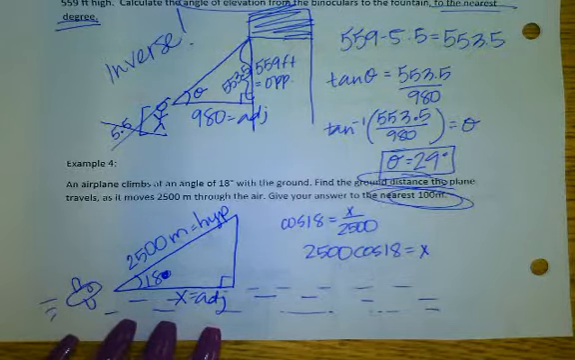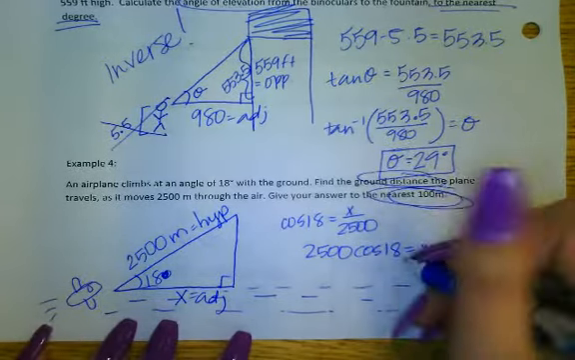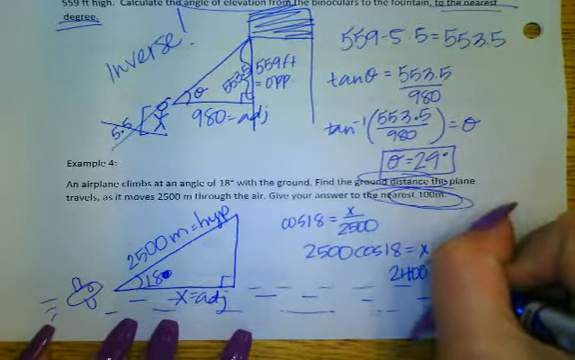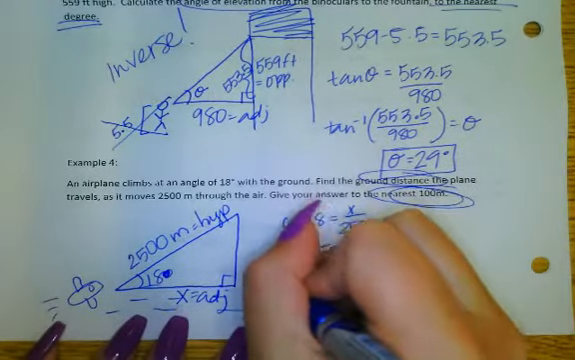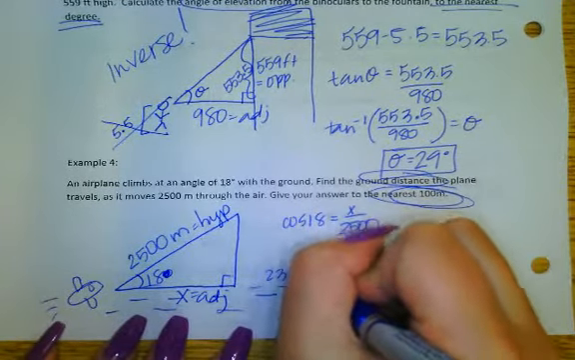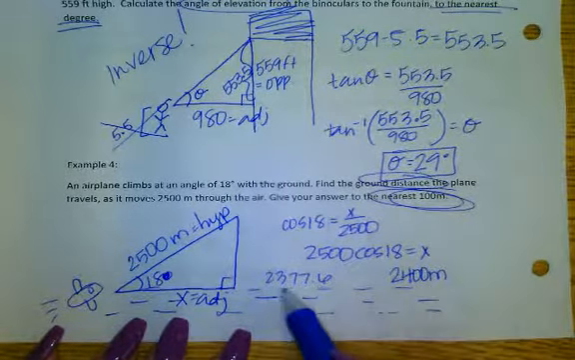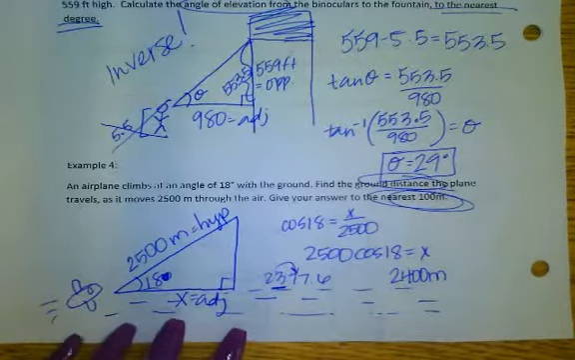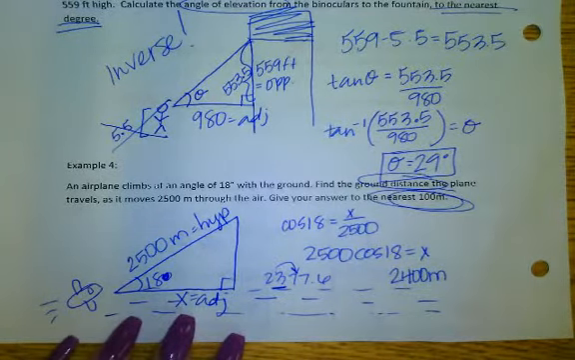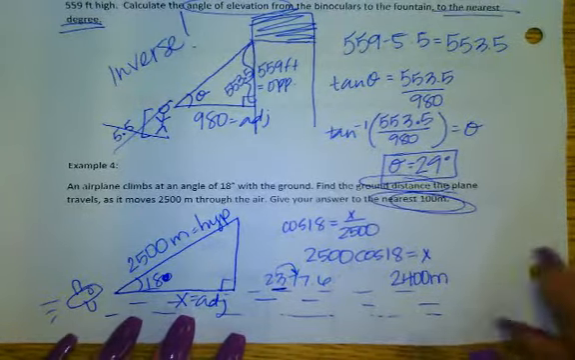Very good. 2,400 meters. Okay, because you should have got 2,377.6. You go to your hundredths place, look to the right, it's a 7, you round up, and that's how you get that 2,400. Questions on 2, 3, or 4? Okay.